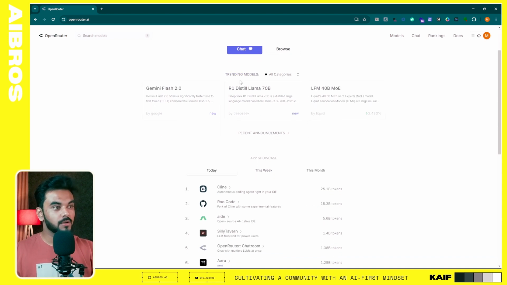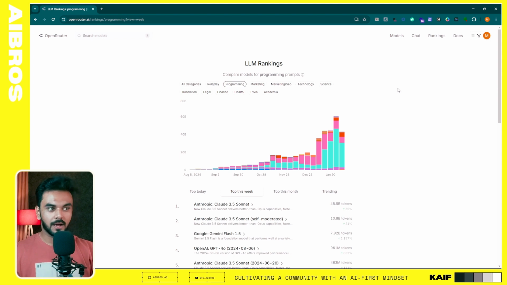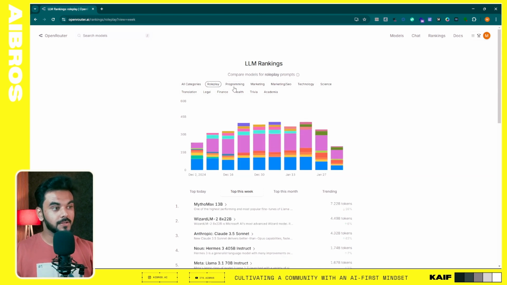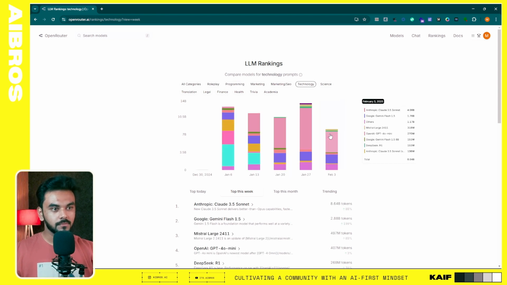They have shown the trending models right now. Let's just check. They have also given the LLM rankings. They have given rankings according to, I think, categories. Yeah, categories: role play, which model performed the best at role play, and which model performed the best at programming. It is showing that as of February 3, 2025, Claude 3.5 Sonnet performed really well at programming. I'm seeing Claude 3.5 Sonnet a lot these days.